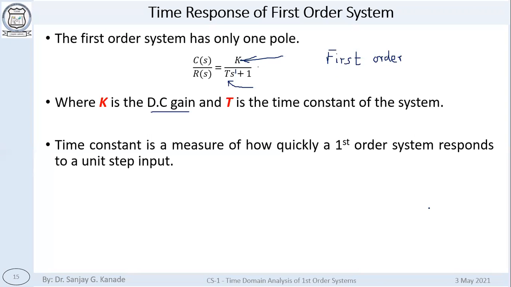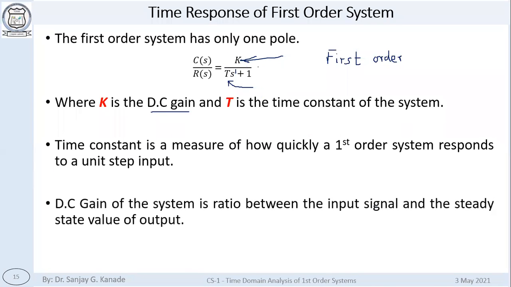The second constant here, what is that? The DC gain, K. This DC gain of the system is nothing but the ratio between the output signal and the input signal, basically the steady state value of the output and the steady state value of the input. Whatever the general idea of gain you had in mind when you studied any system before control systems, whenever you used to say gain, it is basically this K.